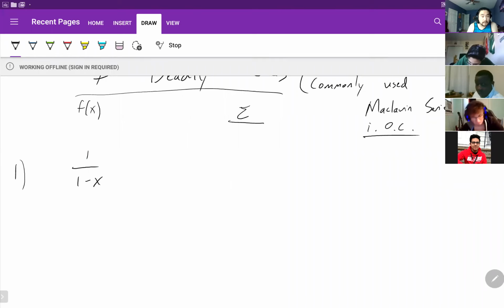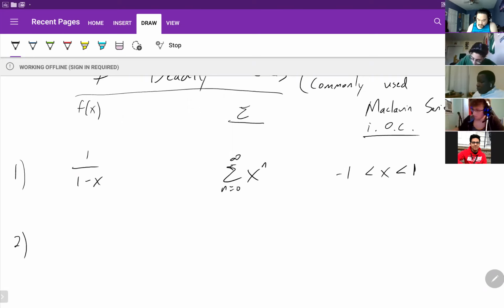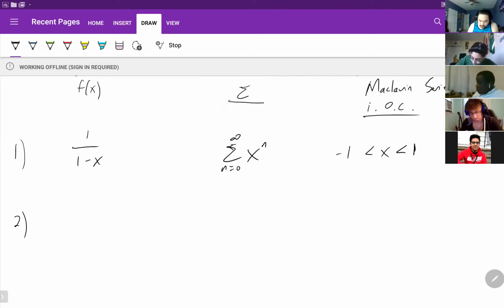And we just did this one, right? Summation notation, it's just x to the n from 0 to infinity. And then the interval of convergence, I'm sure you're sick of it by now, it's 1 to -1. The second one is 1 over 1 plus x, and the only difference is this one has an alternator. I hope that kind of makes sense.